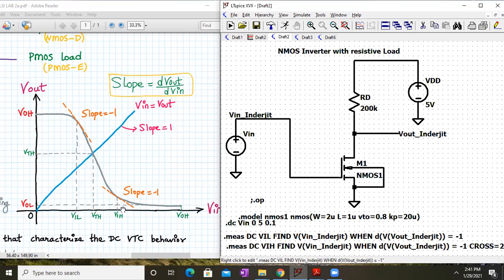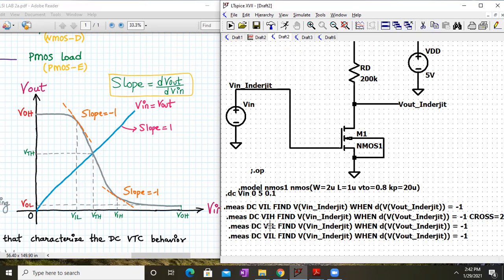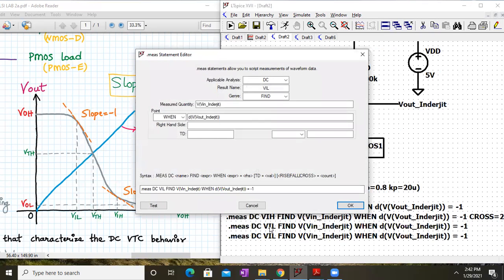Okay. I hope you are understanding this point. So VIH, find Vin when dVout by dVin is equal to -1 for the second time. So that's why we are writing over here cross is equal to 2. Fine. Now we can also automate the following, right? Let me copy this statement one more time. And now we will also calculate VOH and VOL directly.